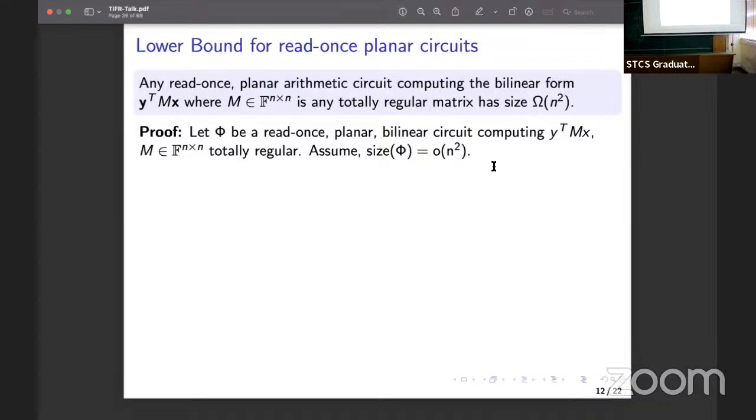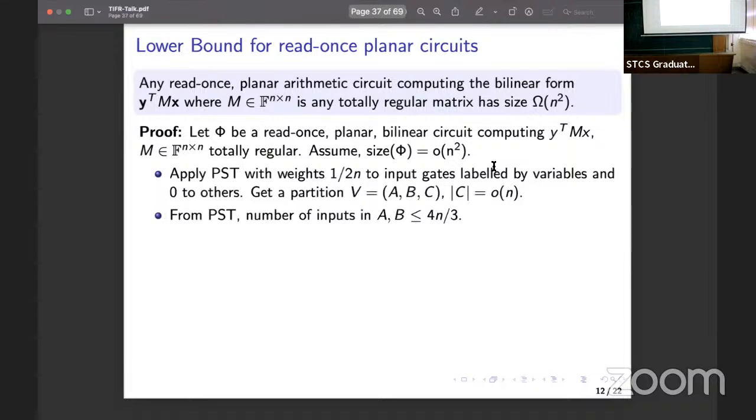The statement we want to prove is a quadratic lower bound. For the contrapositive, let's assume that there is a planar bilinear read-once circuit that computes this bilinear form with size little o of n squared. So you have an underlying graph, and we need to apply the separator theorem to it. I need to assign weights to all the vertices such that the sum of the weights is at most 1. We have 2n variables, x1 to xn and y1 to yn. I'll give each of those leaves equal weight, 1 by 2n, and give 0 to all the other vertices. So the sum of the weights is at most 1.